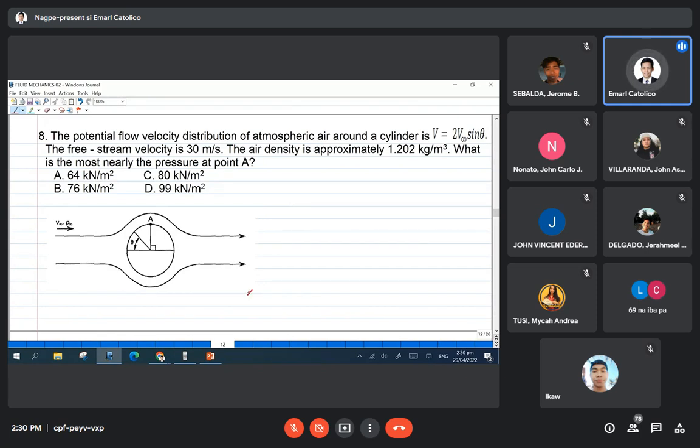So ito yung ating diagram, no? So at point 1, say point infinity, yung first point, pupunta dito siya sa ating point A, yung ating second point. Okay? So first point, point infinity. Second point natin, point A. Okay. So, kunin natin yung given sa number 8.